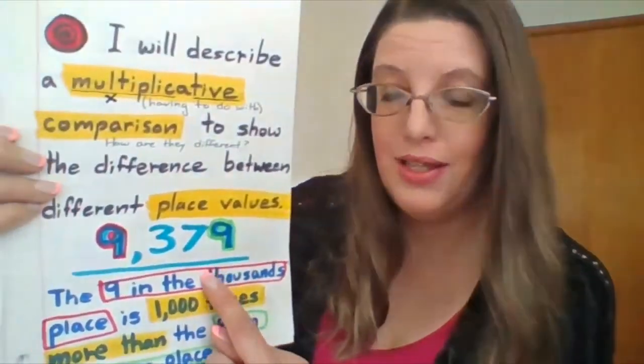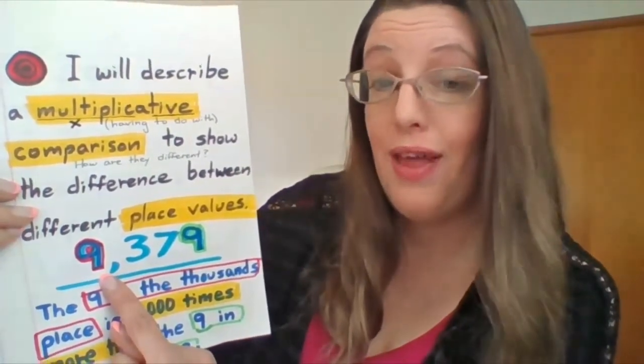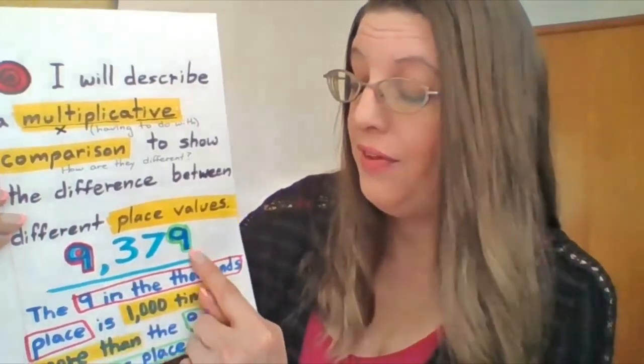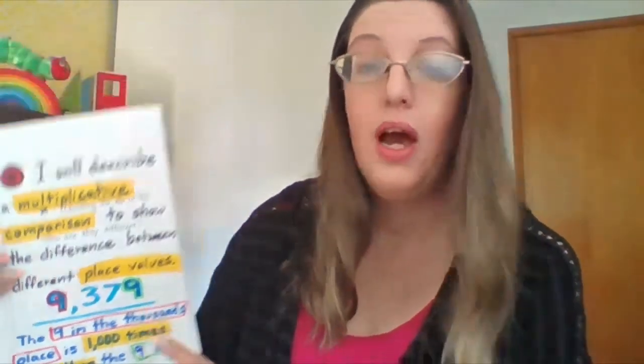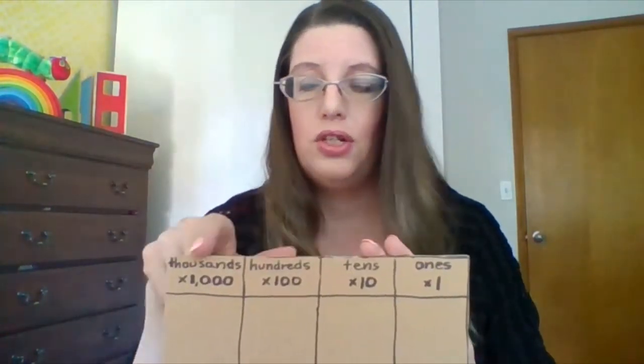For example, in this number, the 9 in the thousands place is 1,000 times more than the 9 in the ones place. Understanding this relationship between place values helps us understand really big numbers. And I love to work with really big numbers. That's when math gets fun. So far, we've been working with numbers that go up to the thousands. Ones, tens, hundreds, thousands.